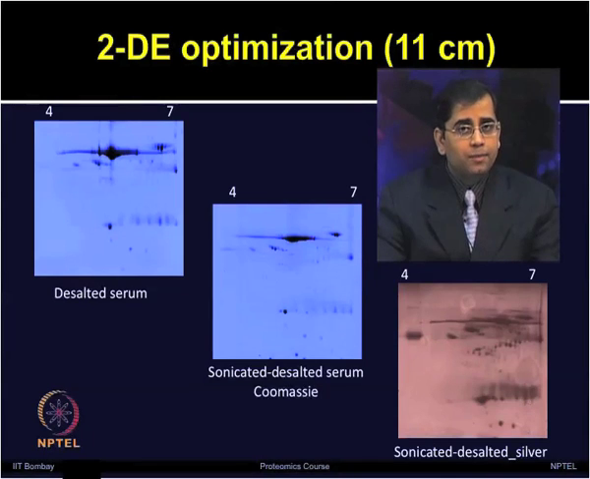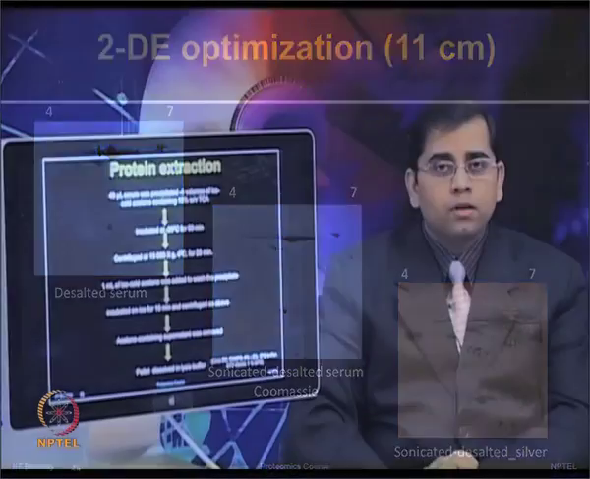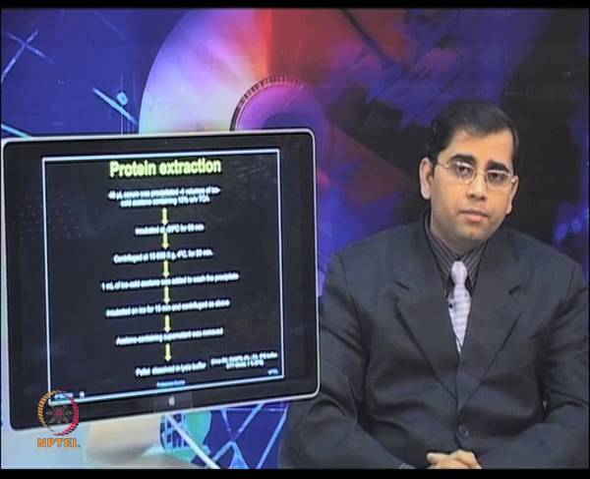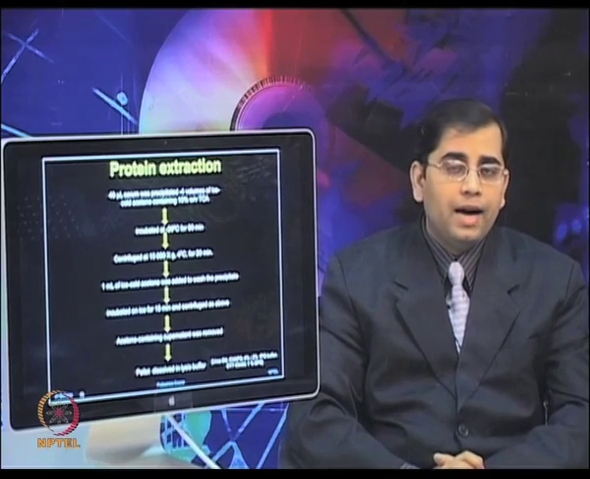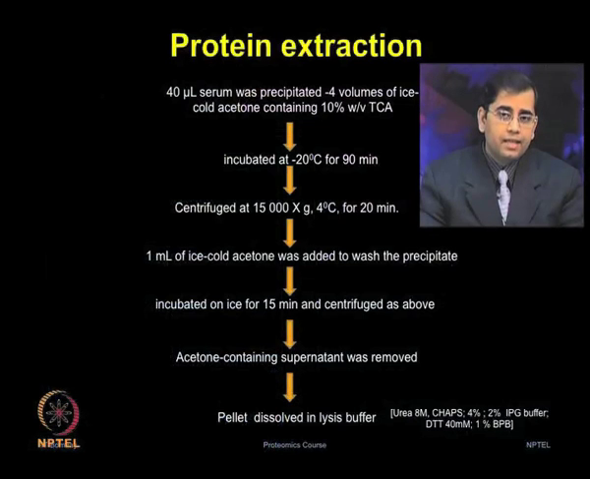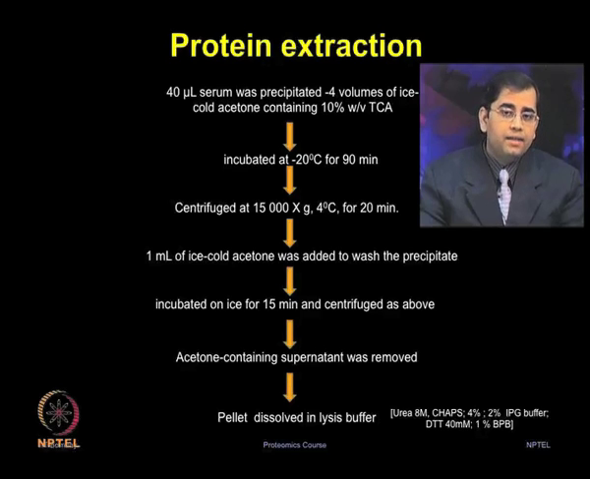Then we moved on to the very large 24 centimeter strips for the clinical studies. In general we took 40 microliters of the serum, which was precipitated with 4 volumes of ice cold acetone containing 10% TCA, incubated at minus 20 degrees, and centrifuged, followed by adding 1 ml of ice cold acetone to wash the precipitate. Then it was incubated on ice for 15 minutes, and centrifugation was performed again. The acetone-containing supernatant was removed, and then the pellet was dissolved in the lysis buffer. The recipe for the lysis buffer we talked about earlier when we discussed sample preparation, and it is also mentioned in the slide here.